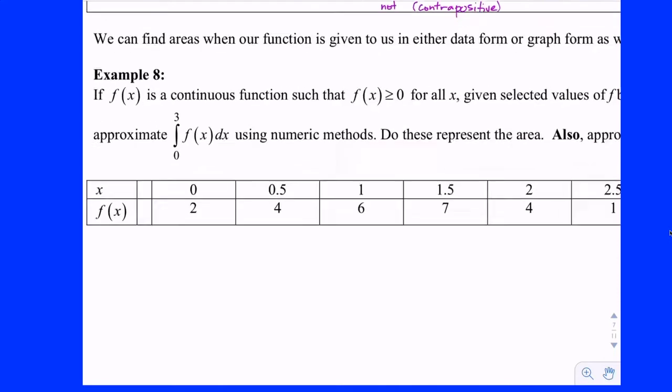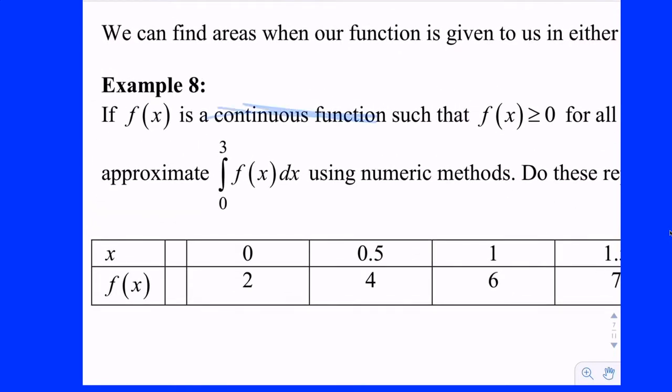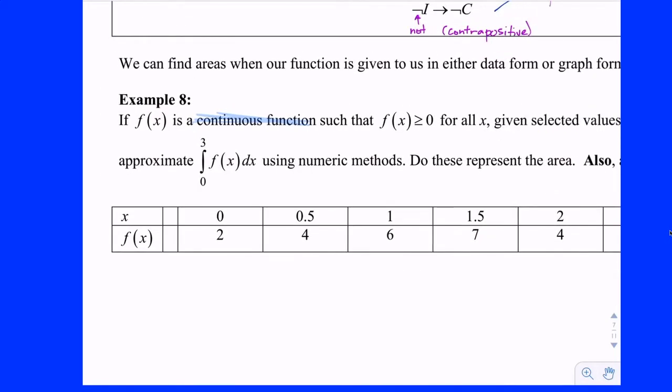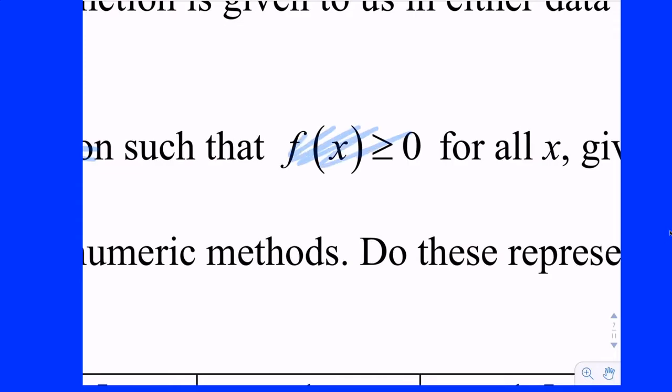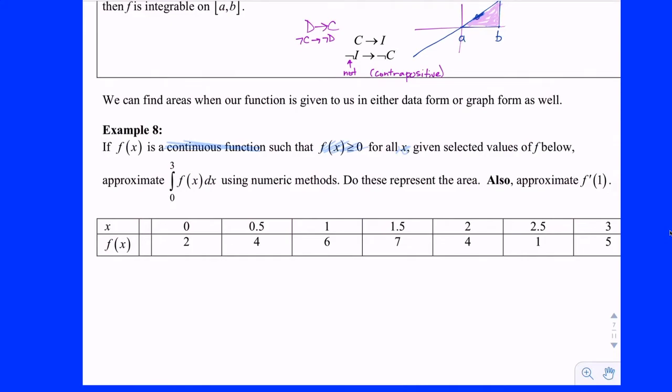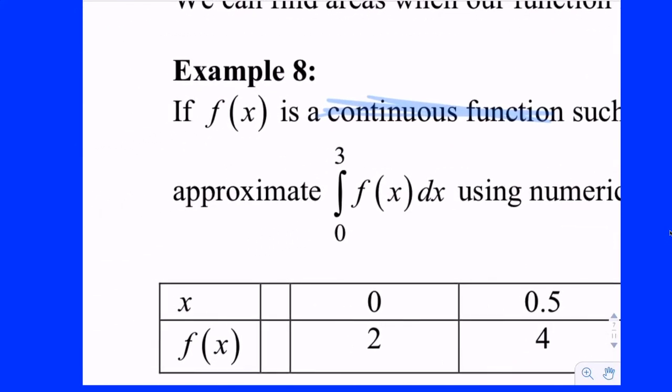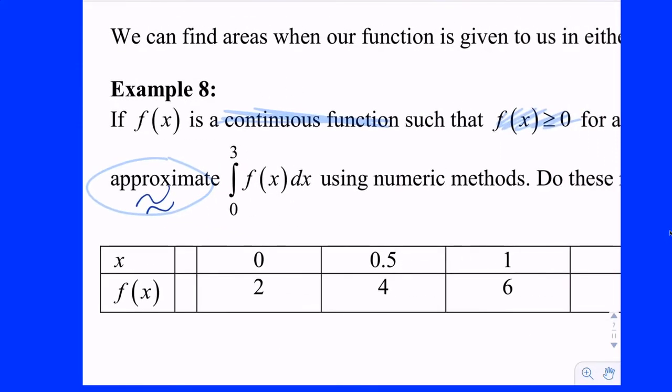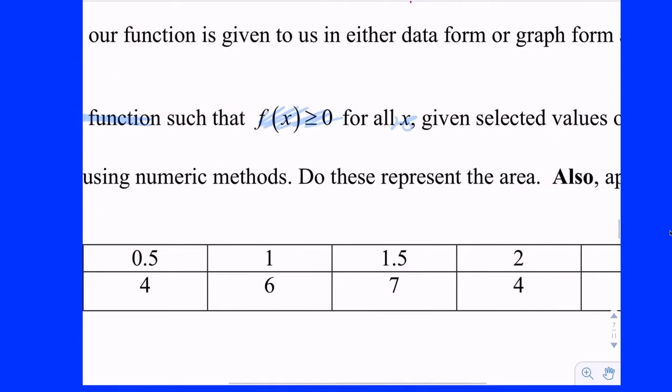It says, if f of x is a continuous function. Oh, now that we know it's continuous, we know it's also integrable. Very good. Such that f of x is greater than or equal to 0. That means that the entire function is non-negative for all x in the whole wide world, given selected values of f below. Approximate. There's your squiggle alert. Approximate the integral from 0 to 3 using numeric methods.